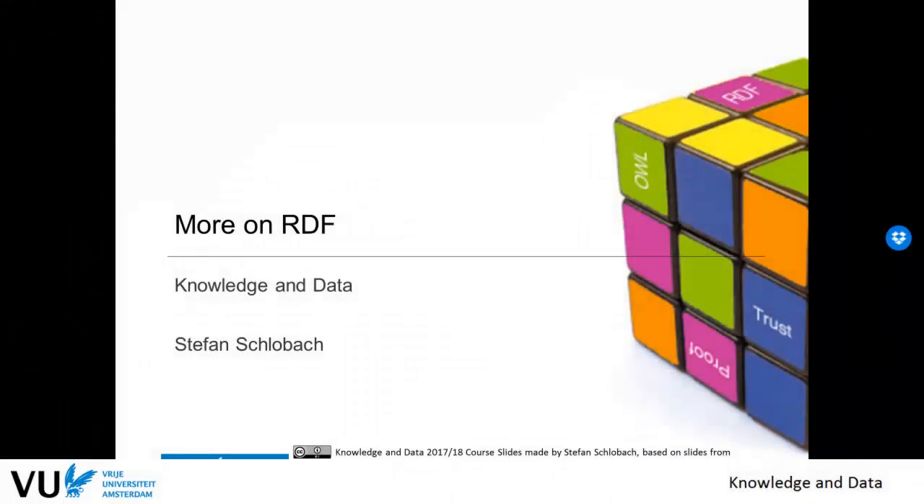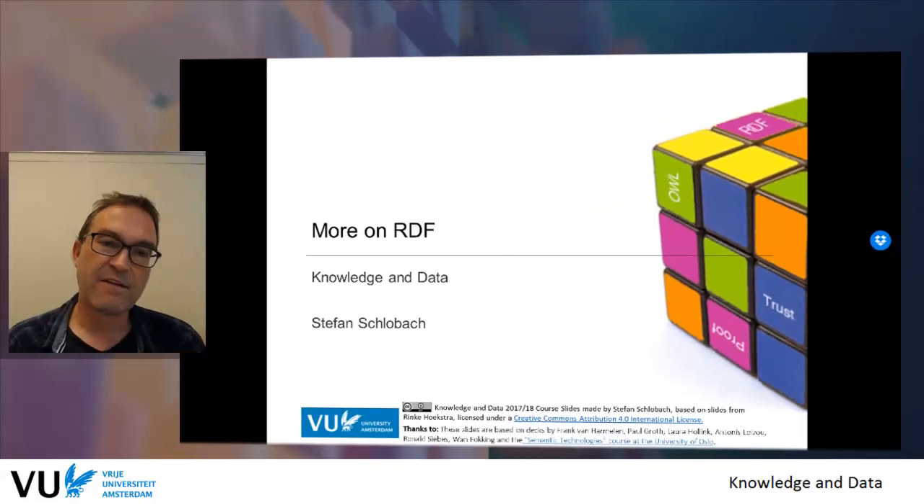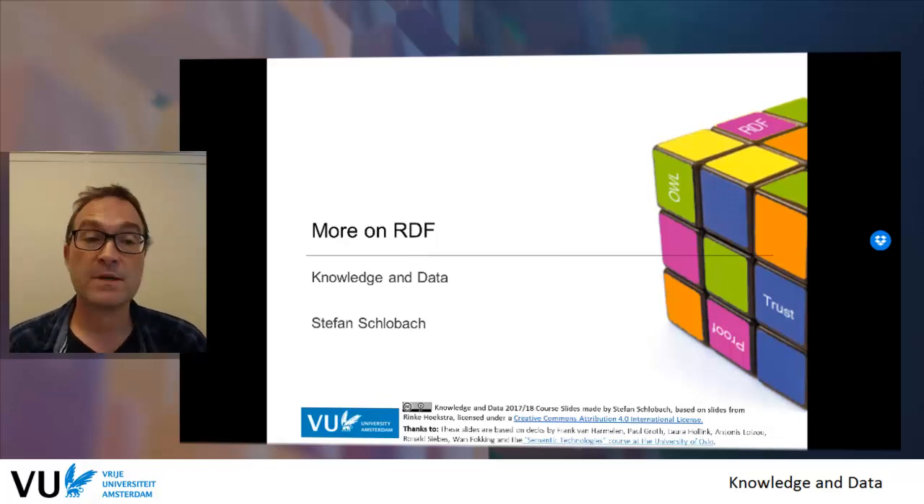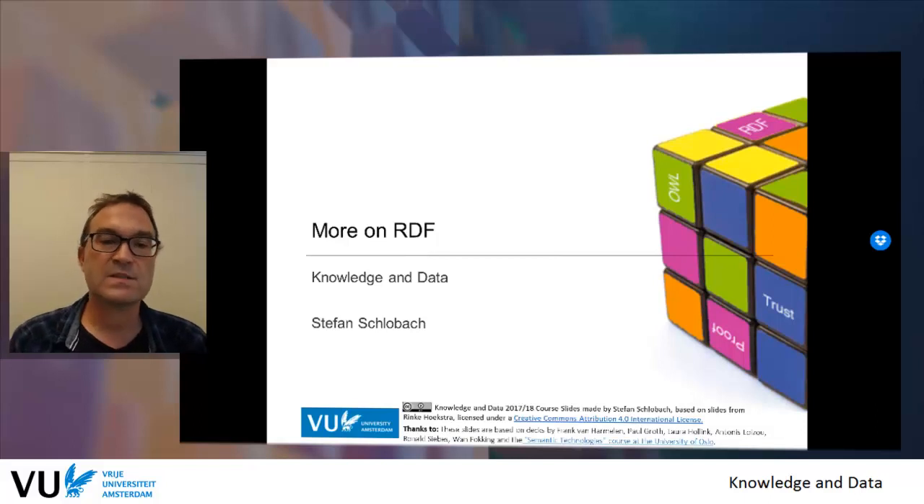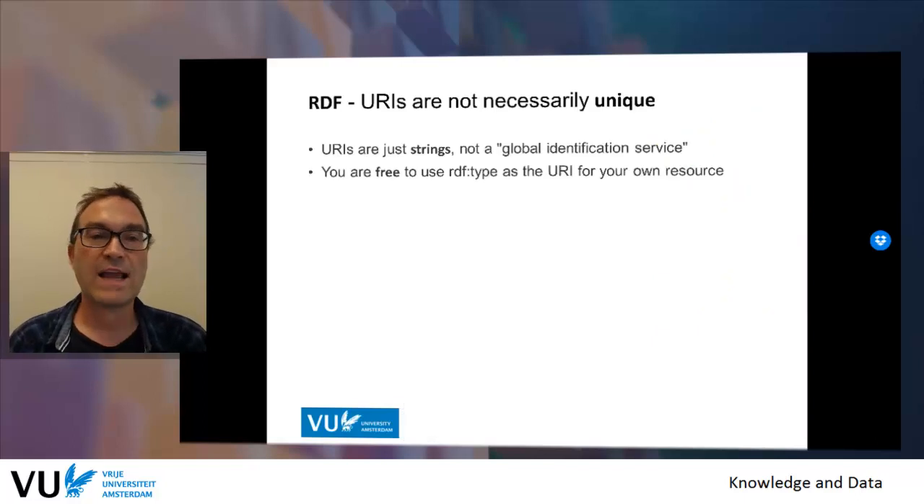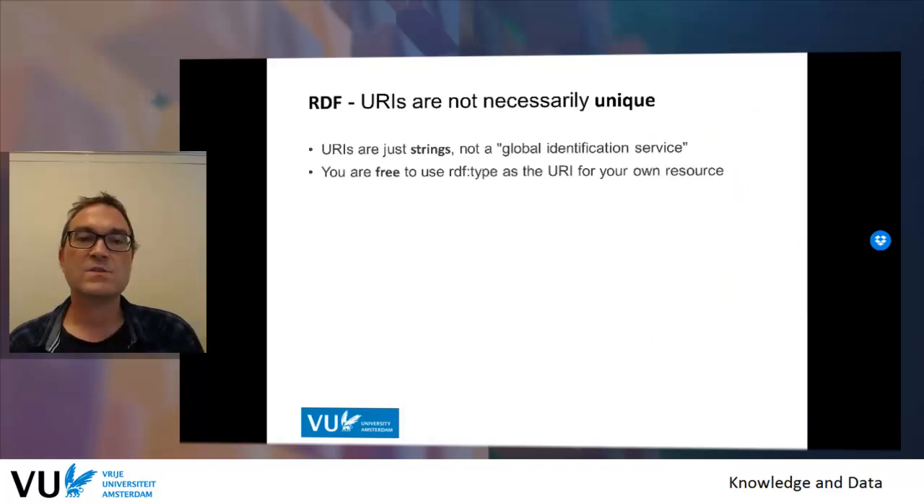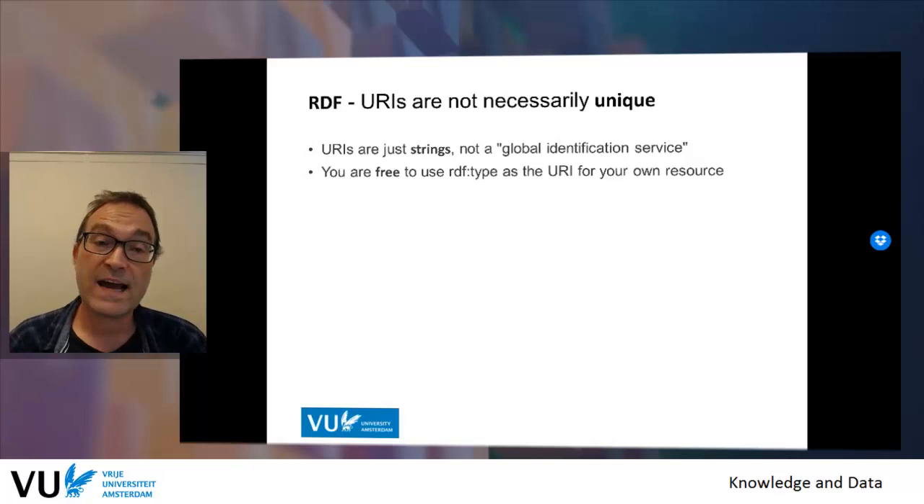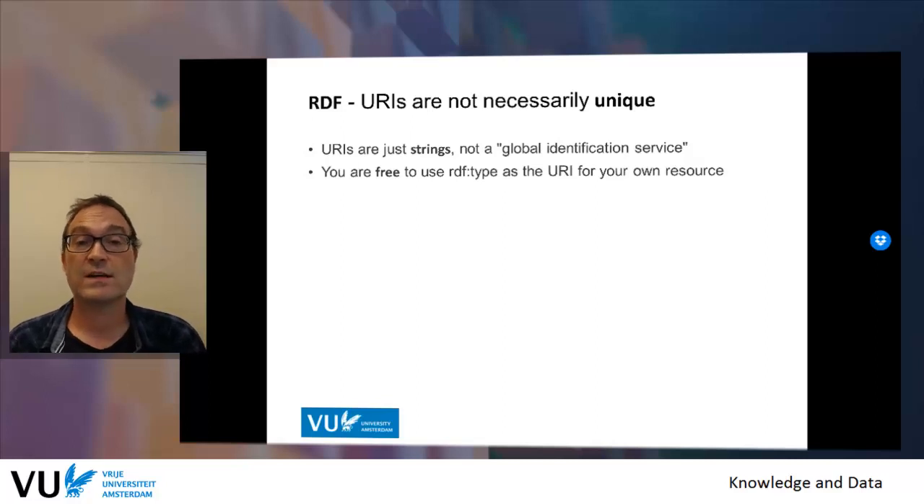Welcome back. Now that we've introduced the language of RDF, the realizations of RDF, the data model, the semantics as well, and discussed a little bit the impact that it can have on the web and web publishing, there are still some things I want to say, and this is sort of the wrap-up on everything RDF. So there are some things you should really be aware of: URIs are not global identification services. So if you look for a URI, it doesn't mean that you always refer to the same thing.